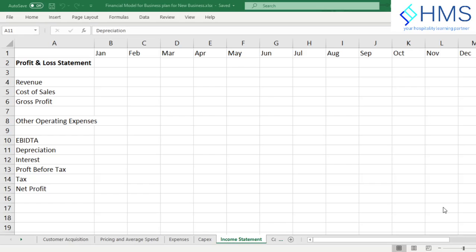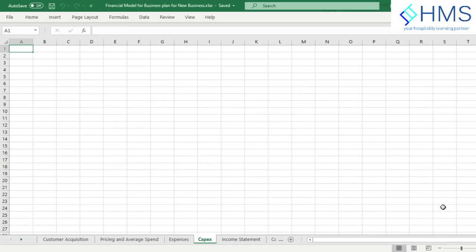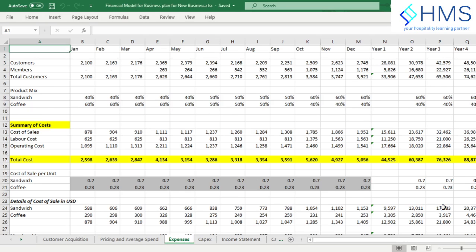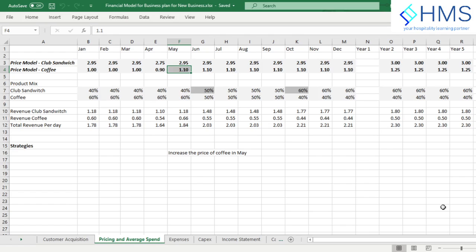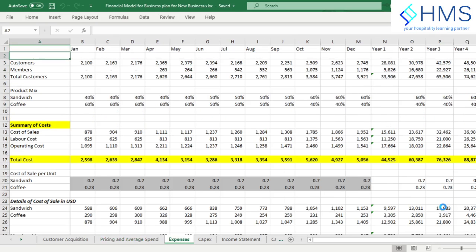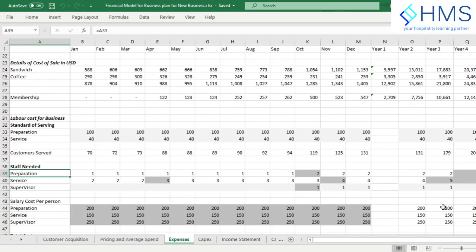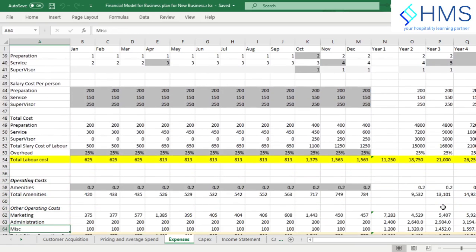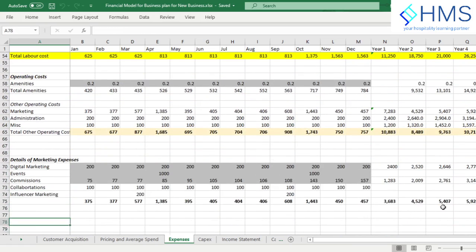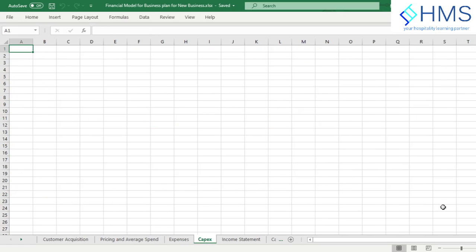Hello. In the previous video, we have learned until the expenses. So we have modeled the customer acquisition, the revenue, the pricing, and also the expenses. In expenses, we model the cost of sales, the staff payroll expenses, labor cost. Based on the productivity and the standards, we measure the operating cost and the marketing expense. Now we're going to look at the capex.